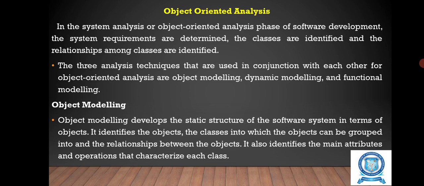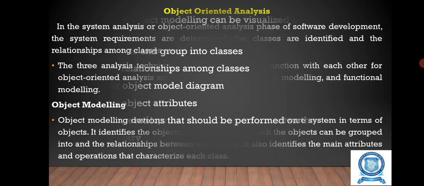The three analysis techniques that are used in conjunction with each other for the object oriented analysis are object modeling, dynamic modeling, and functional modeling. Object modeling develops the static structure of the software system in terms of objects. It identifies the objects, the classes into which the objects can be grouped, and the relationships between the objects. It also identifies the main attributes and operations that characterize each class.